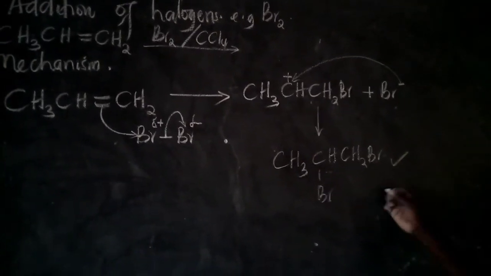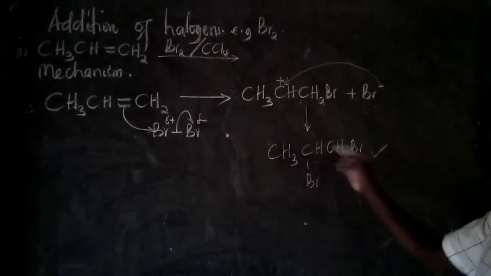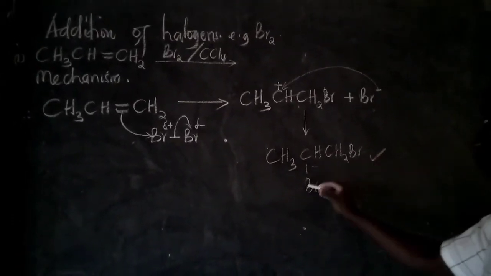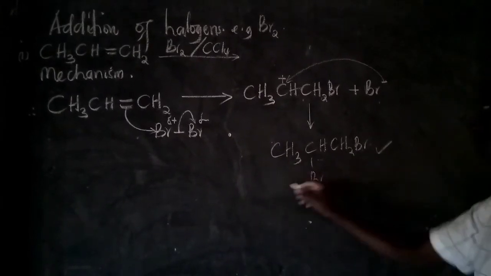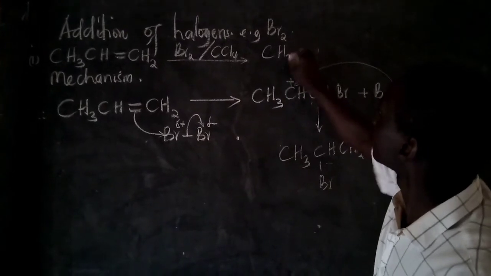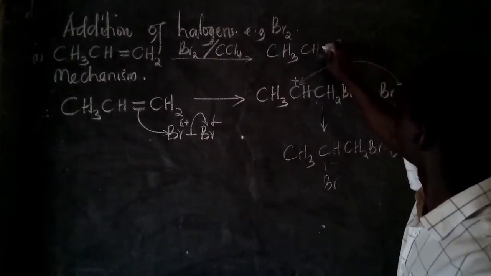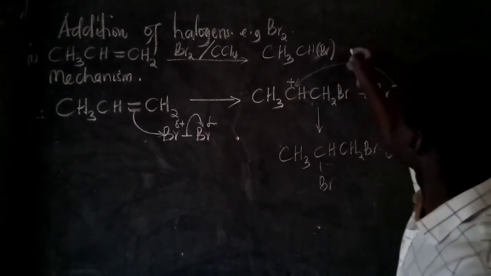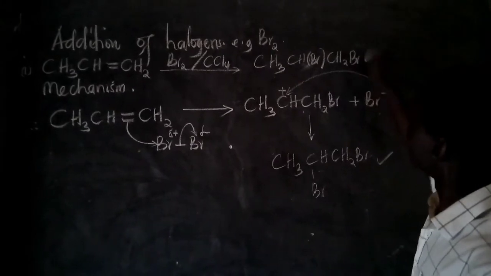But as we name, of course we follow the rules of naming. If you go through those rules, this will be 1,2-dibromopropane. This is a vicinal dihalide. We come and put it here. That's our answer. CH3, CH, bromine, then CH2, bromine.